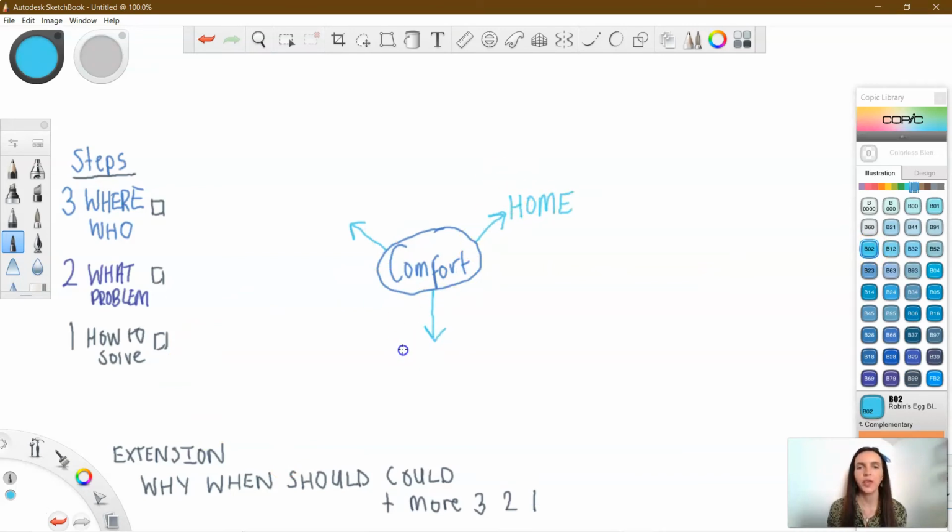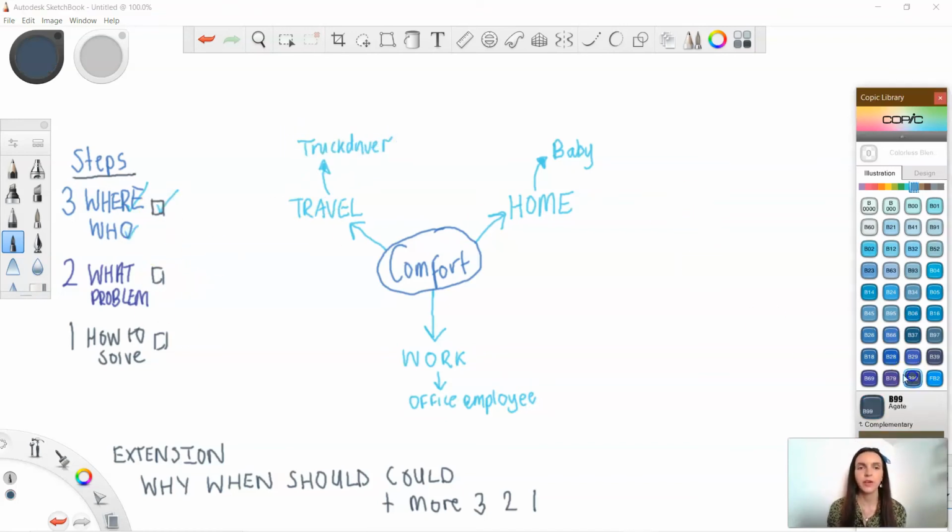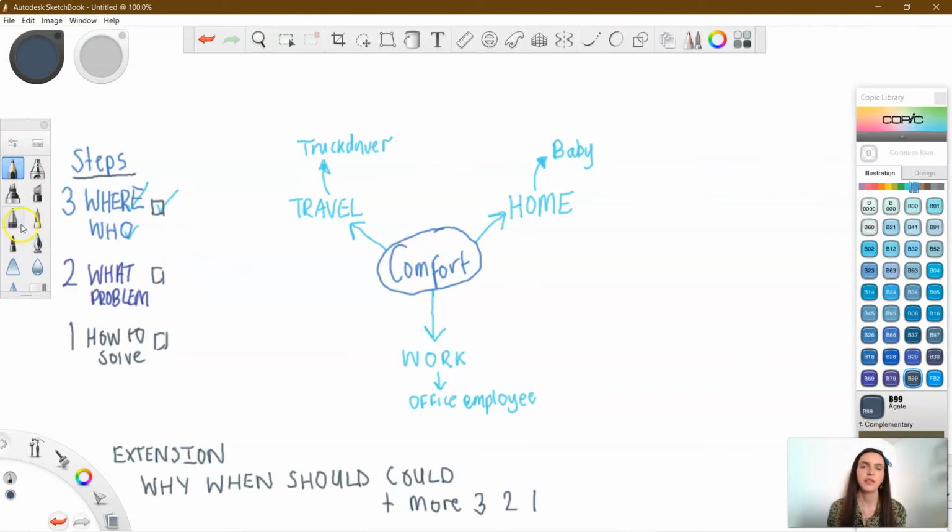So comfort, where: the home, at work, and travel. These are 3 places. Now who would be affected by this? In the home, a baby; at work, an office employee; and travel, a truck driver. Now these are just examples of a who that would be affected by this. Now we're going to think of what. What problem would we encounter in the home with a baby? So maybe they're not comfortable or safe when playing with their toys.